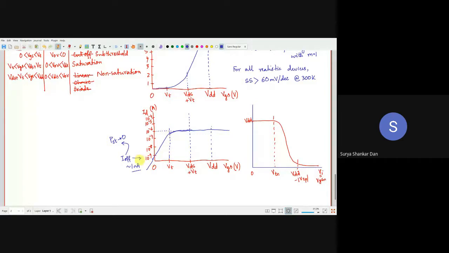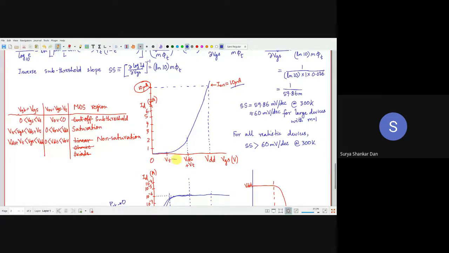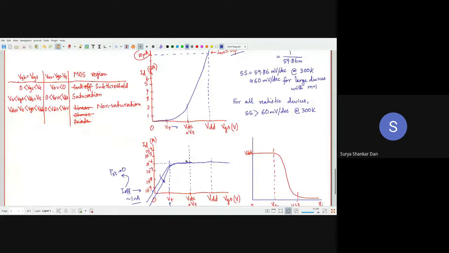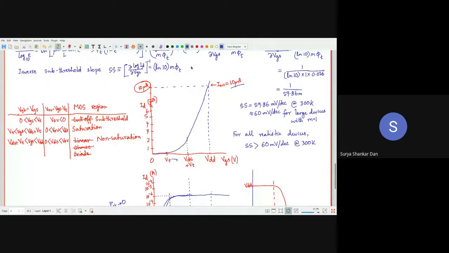So what is the other way of reducing P static? Simply, we have to reduce the slope. If we make it like this, then what will happen? VT will remain where it is. The on current will also remain where it is, because you are not shifting the threshold voltage here. You are not shifting. Earlier, what you said is that if I shift the threshold voltage, let us say this is VDD, this is VT over here.